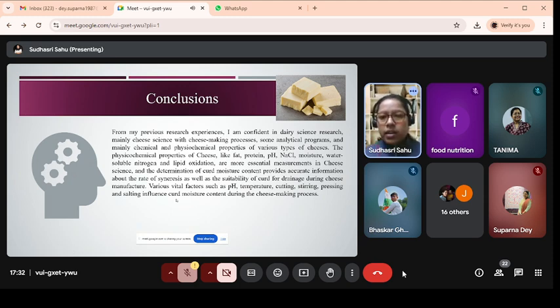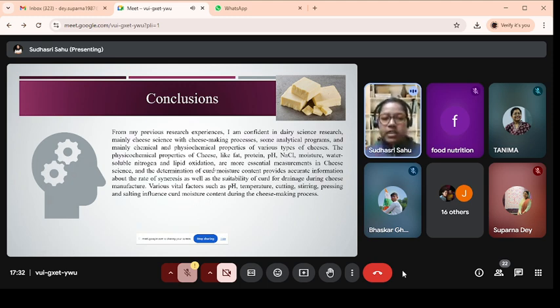I previously mentioned the properties of various types of cheese, and the physicochemical properties of cheese like fat, protein, and sodium chloride are essential measurements in cheese making. I do the rheology and gelation properties and everything. And determining curd moisture content provides accurate information about the rate of syneresis as well as the suitability of the curd during drainage in the cheese making process.